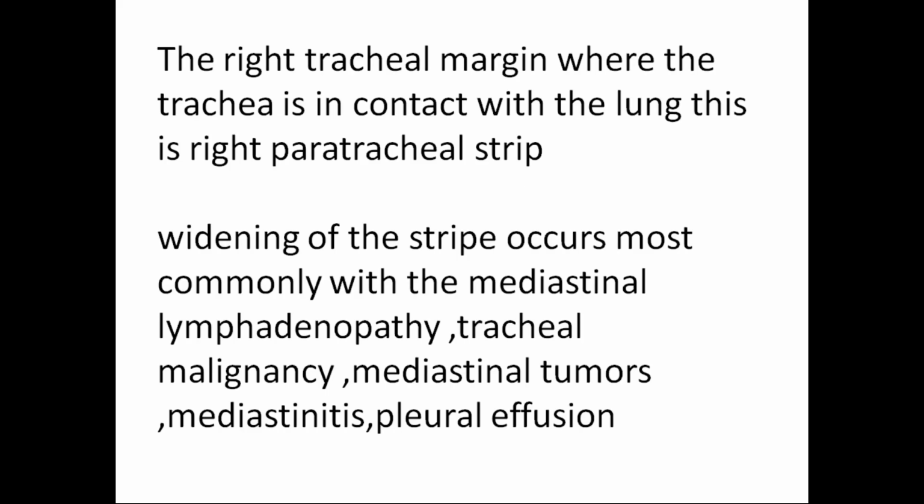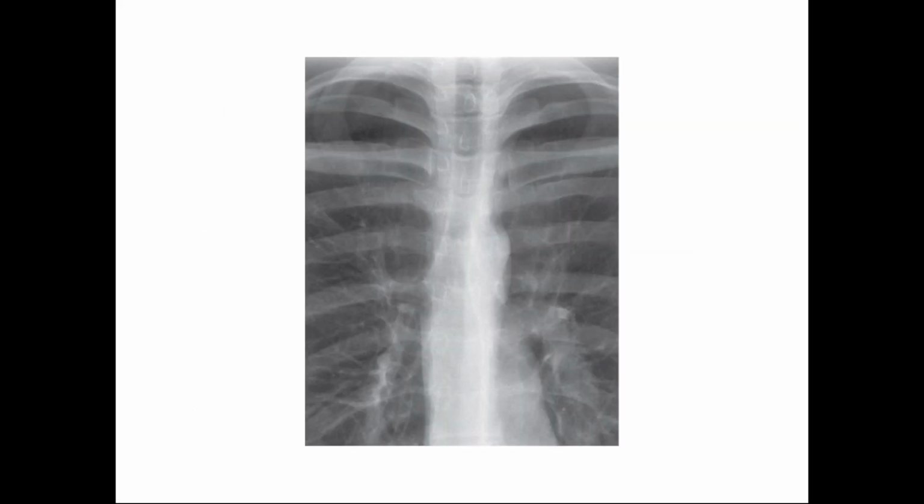The right tracheal margin, where the trachea is in contact with the lung, is called the right paratracheal stripe. Widening of the stripe occurs most commonly with mediastinal lymphadenopathy, tracheal malignancy, mediastinal tumors, mediastinitis, and pleural effusion. This is the radiograph showing right paratracheal stripe.